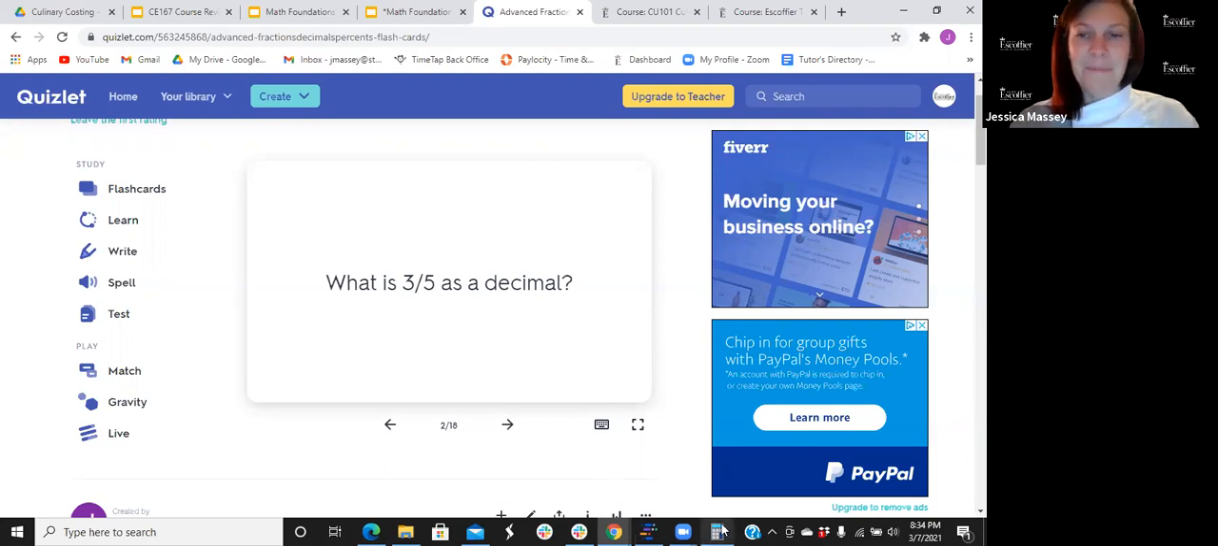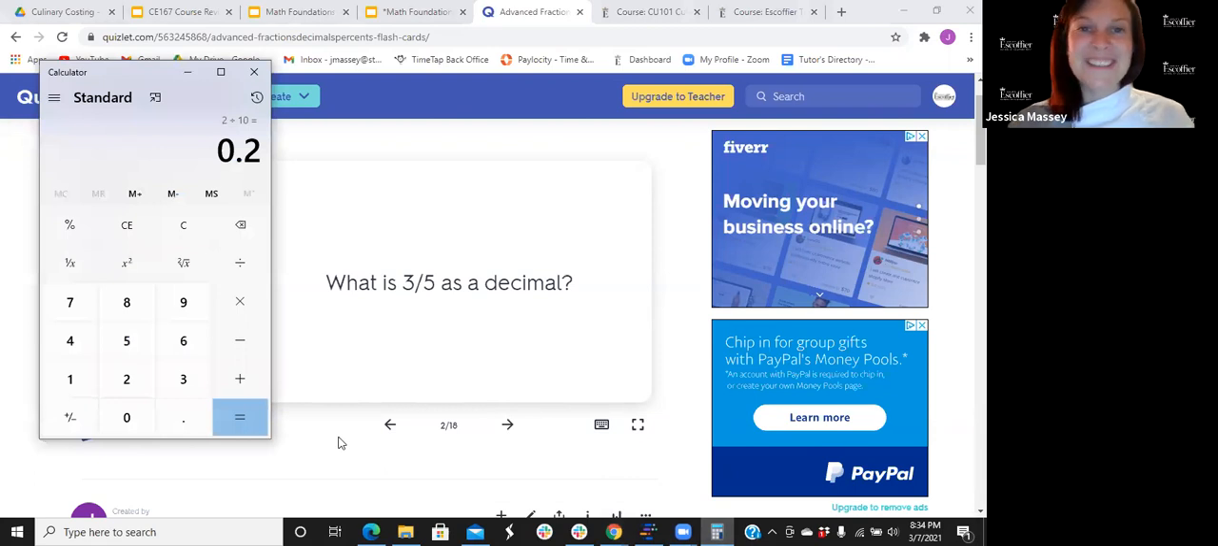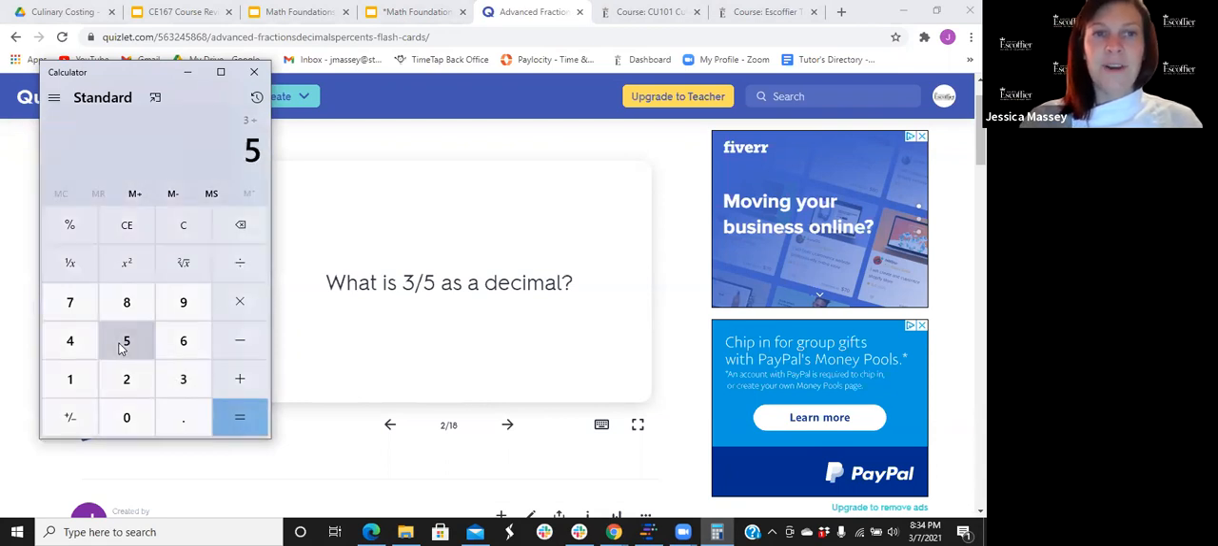Anyway, we have 3/5. What is that as a decimal? Again, you take that 3 and you would divide it by that 5 and we get 0.6.